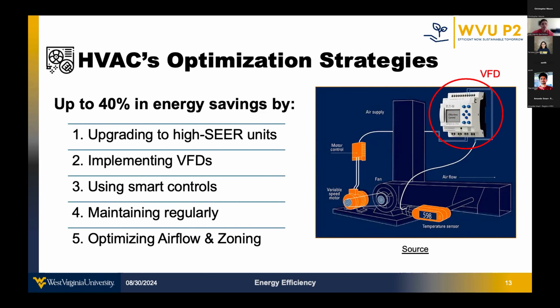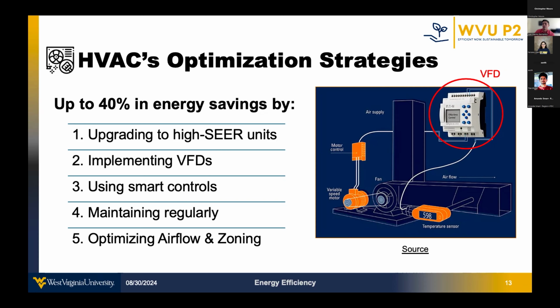Secondly, implementing VFDs, which stands for variable frequency drives, on motors is another key strategy. VFDs adjust the motor speed based on real-time demand. VFDs will be discussed in the next slide a little further. Number 3, using smart controls such as programmable thermostats and building automation systems can dynamically adjust settings based on occupancy and external conditions.